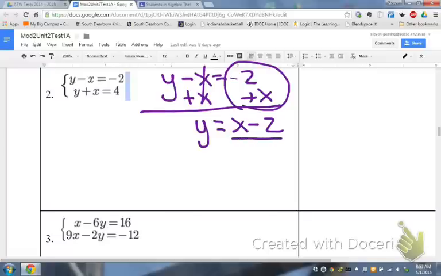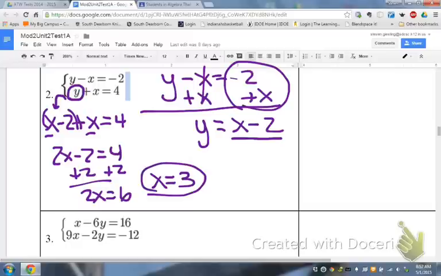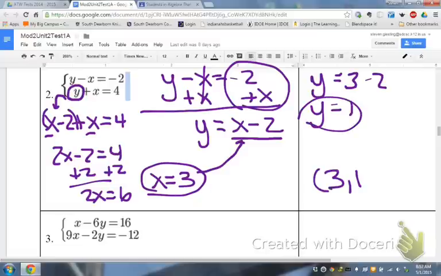Now that I know that this is going to go in for this y, so x minus 2 plus x equals 4. I replace y with what it equals, which is x minus 2. I have like terms. 2x minus 2 equals 4. Add the 2. 2x equals 6. And x equals 3. Of course, we have to plug it in because we have to find both the x and the y. So now that I know that x equals 3, I can replace this x right here in x minus 2 with 3, and y equals 1, and our ordered pair answer becomes (3, 1).